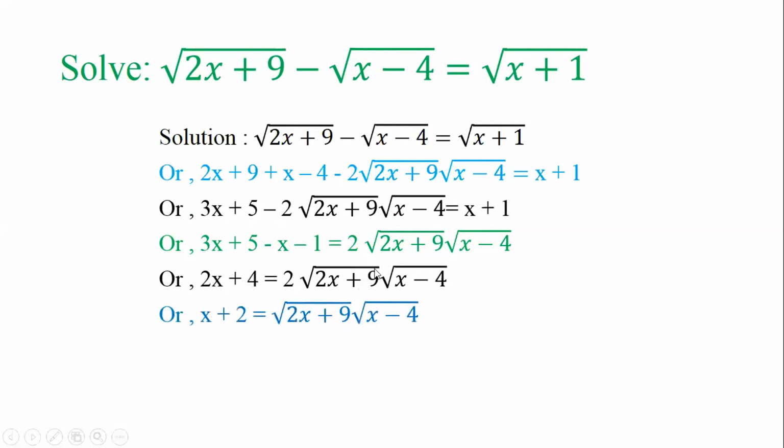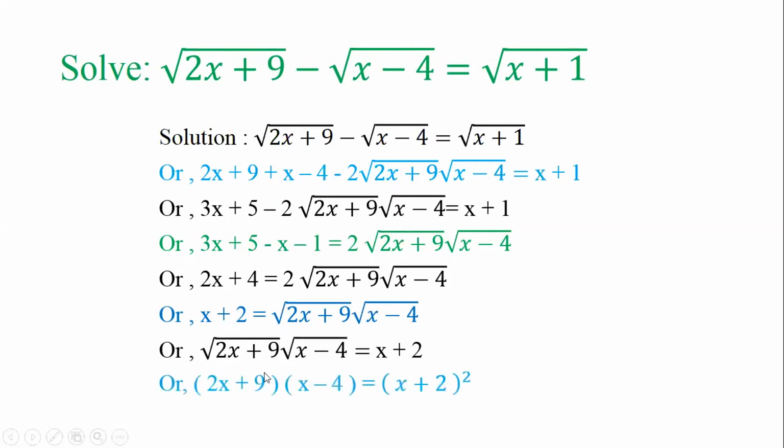If we divide this equation by 2, then we get x plus 2 equal to root over 2x plus 9, root over x minus 4. But here, we change the side, then we get this equation. If we take square on both sides of this equation, then we get (2x plus 9)(x minus 4) equal to (x plus 2) whole square.